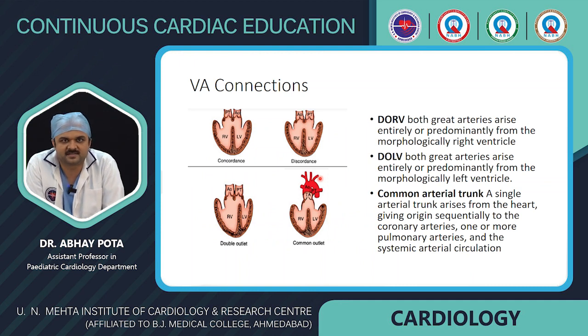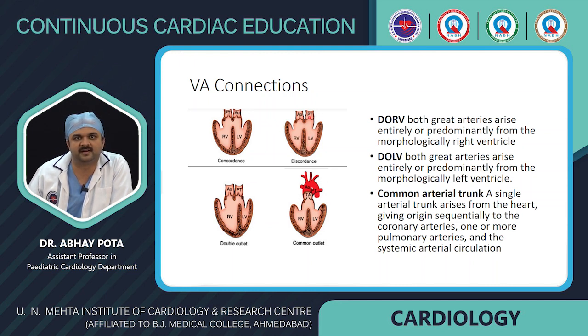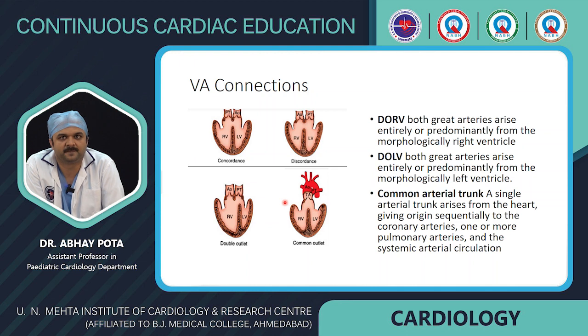Then coming to VA connections. As we have already seen, they can be concordant, that is RV is connected to PA and LV is connected to aorta, and discordant, that is RV is connected to aorta and LV is connected to PA. Then two other types of VA connections are possible. One is double outlet. This is an example of double outlet right ventricle. What is double outlet right ventricle? Both great arteries arise entirely or predominantly from the morphological right ventricle. Then DOLV, that is double outlet left ventricle. What is double outlet left ventricle? Both great arteries arise entirely or predominantly from the morphological left ventricle.